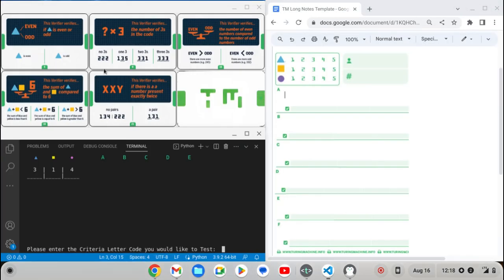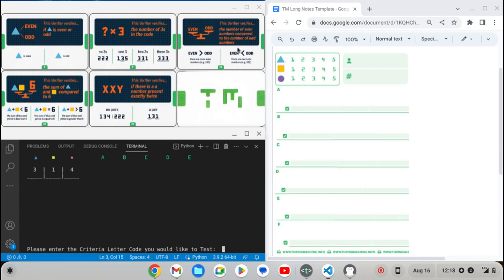So on the grid above, we've got our 5 criteria cards. On the top row, we've got criteria card A, criteria card B, and criteria card C. On the bottom row, we've got criteria card D and criteria card E. Criteria card A looks at our first digit, the triangle digit, and will let us know whether that digit is an even digit or an odd digit. Criteria card B will look at the 3-digit solution and will let us know how many of those 3 digits are 3. Are there no 3s? Is there a single 3? Perhaps 2? Maybe all 3 are 3.